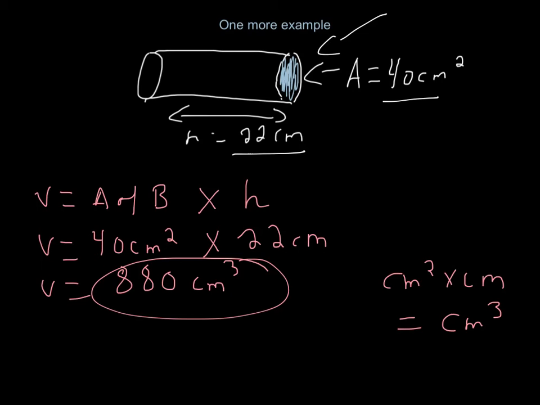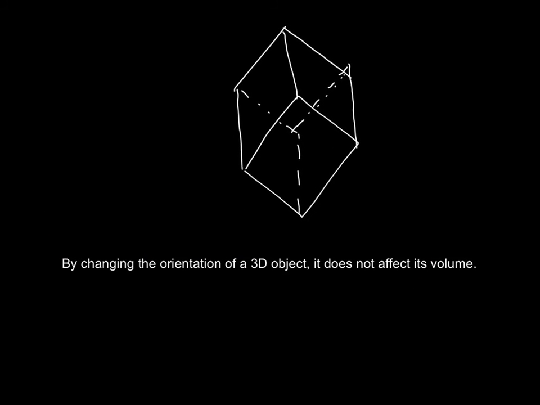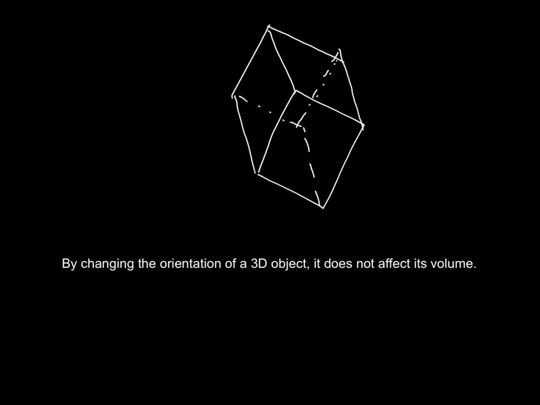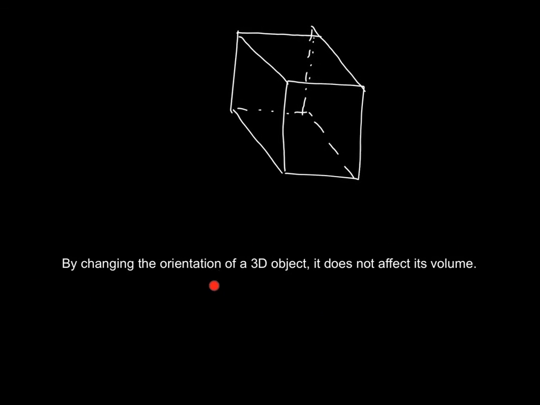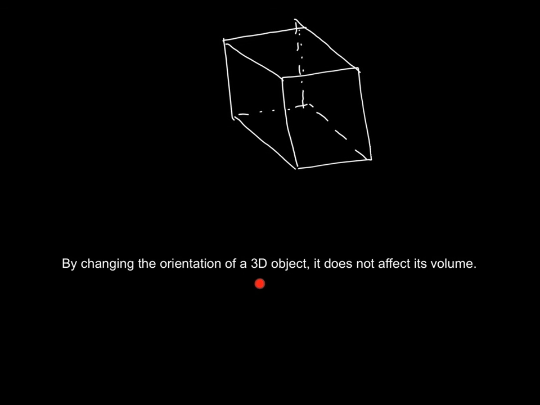Just for good luck, let's try one last one. Or I guess not. I think that's all we've got for today. So the last thing I want you to highlight today, guys, is that changing the orientation of a 3D object doesn't affect its volume.